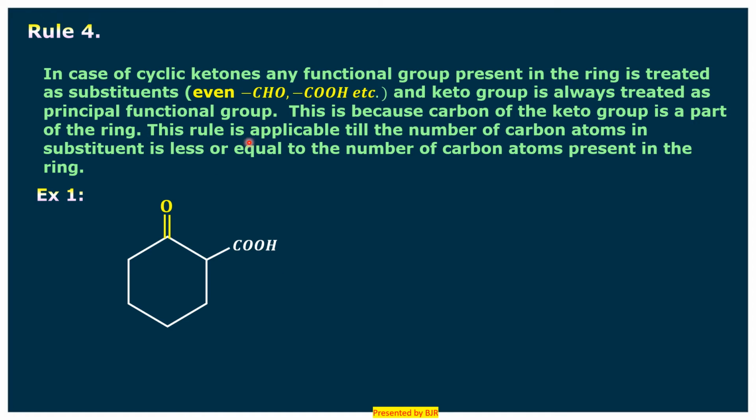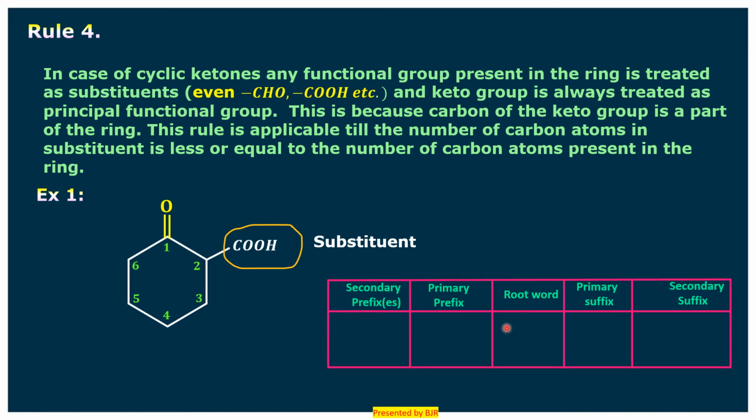And this rule is applicable till the number of carbon atoms in the substituent. In this substituent, only one carbon atom is there, and in the ring 6 carbon atoms are there. So we have to treat C double bond O as the principal functional group and COOH as the substituent. Numbering is done starting from the ketone functional group carbon atom, clockwise.